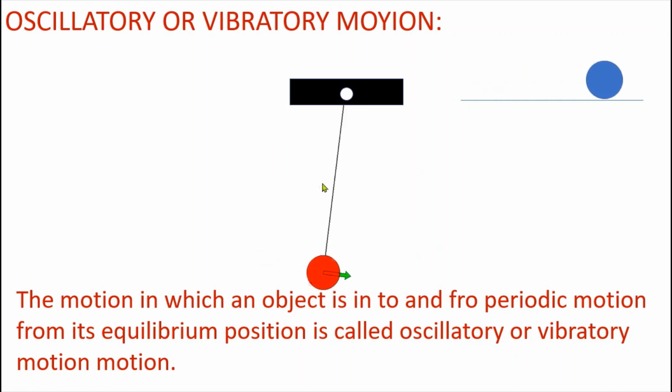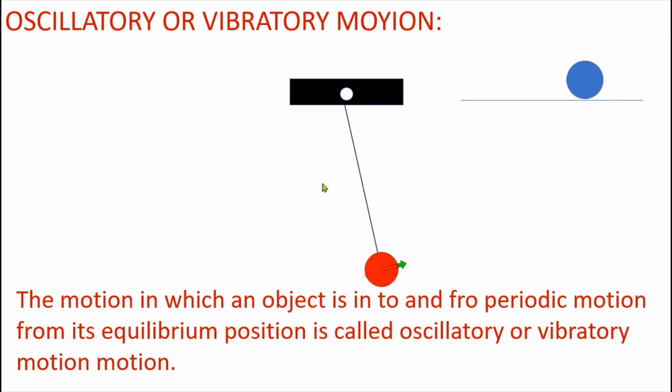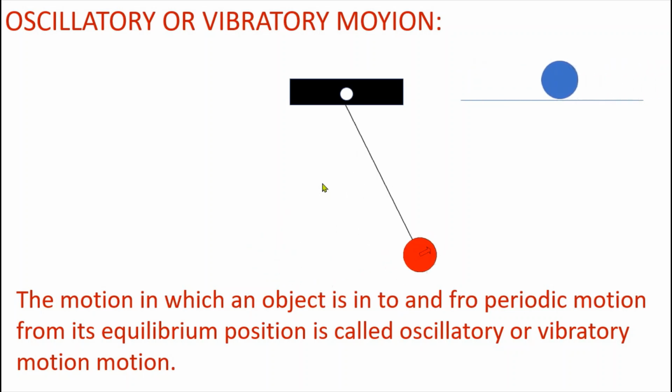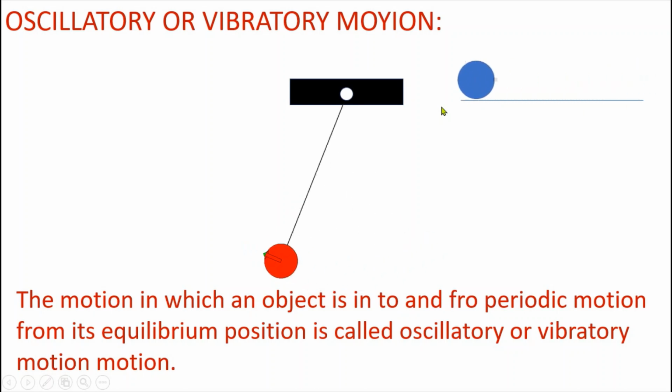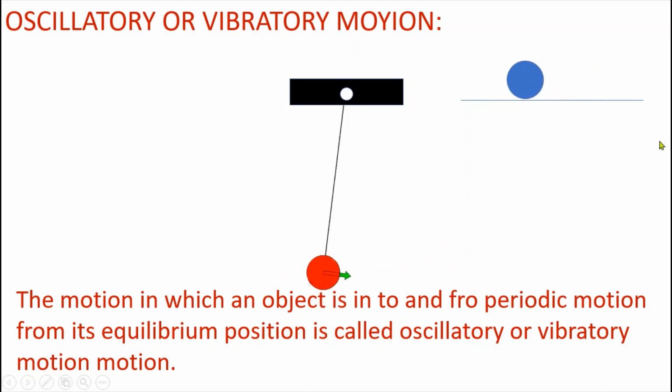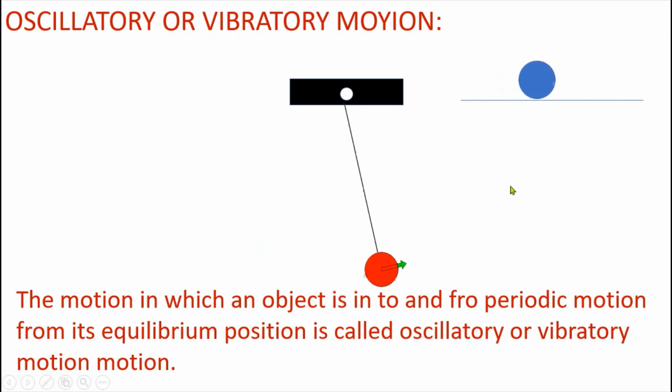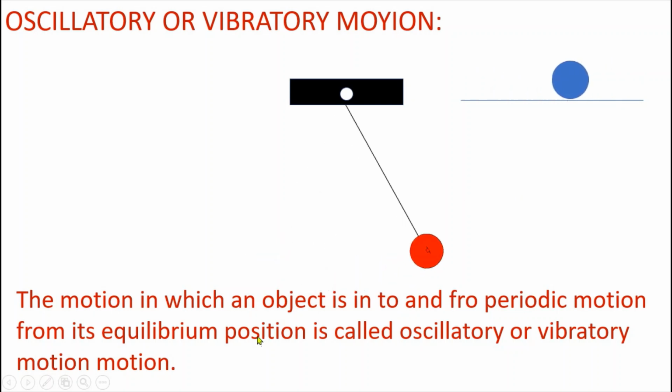Oscillatory or vibratory motion is also a periodic motion, but here for half of its time period the body will move in a direction and for half of its time period the body will move in the opposite direction. Here also the body is moving in this direction and again in this direction. That is, half of its time period in a definite direction and half in the opposite direction. To and fro motion, that is, this type of motion is oscillatory motion.